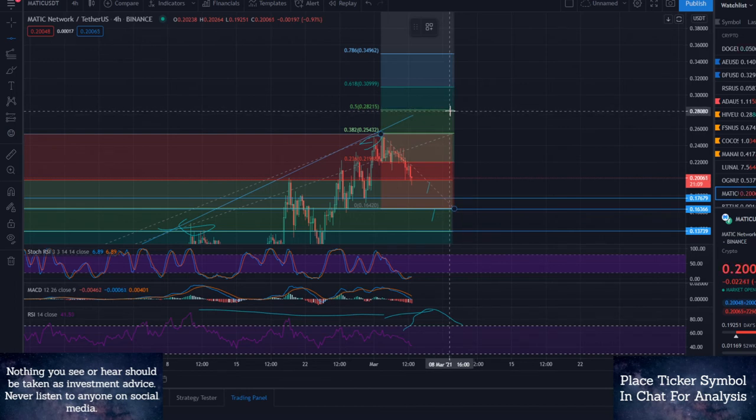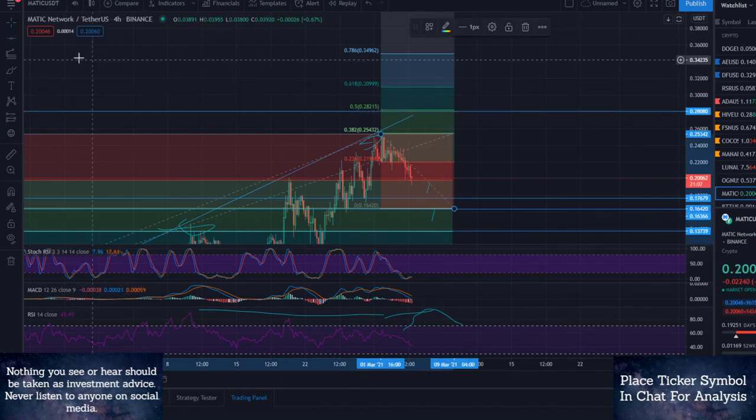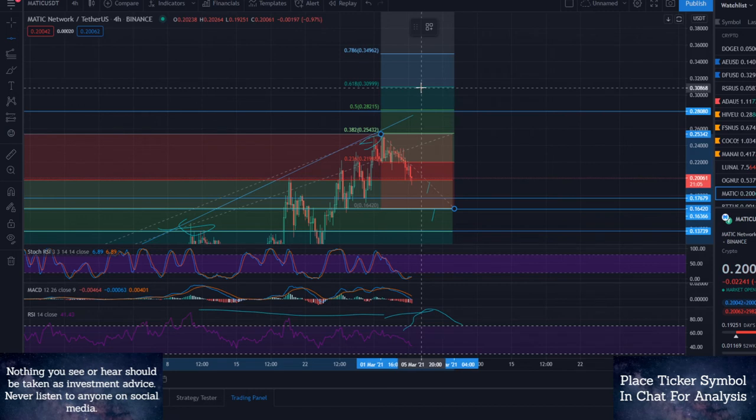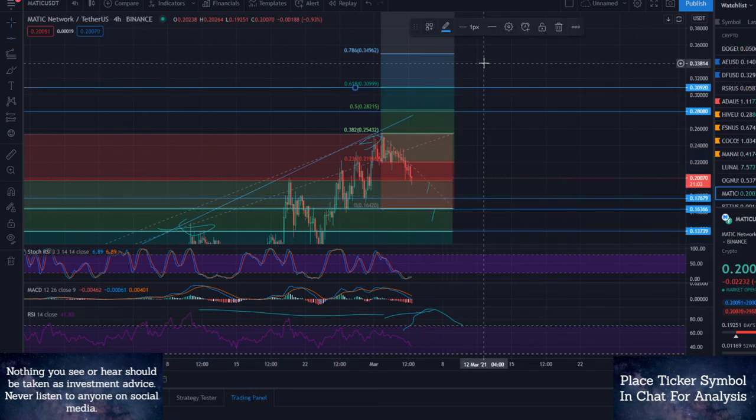So my first target would be 28 cents. My second target would be 30 cents. So again, that would be a very nice move. That would be about another 75 to 85% move up to 28 and 30 from the 16.